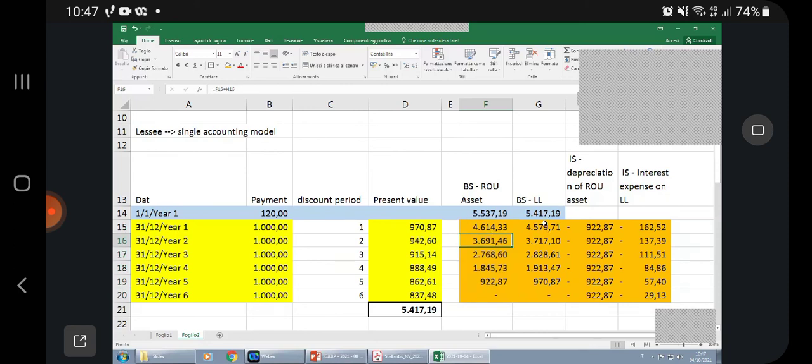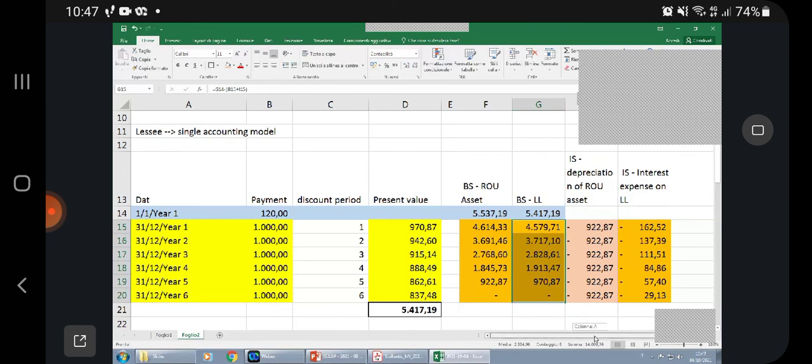Okay? For two reasons. First, because since the beginning, the two amounts are different. And second, because the asset is depreciated and the depreciation is on a straight line basis. Whereas for the lease liability, the reduction is lower at the beginning and then higher and higher, step by step.